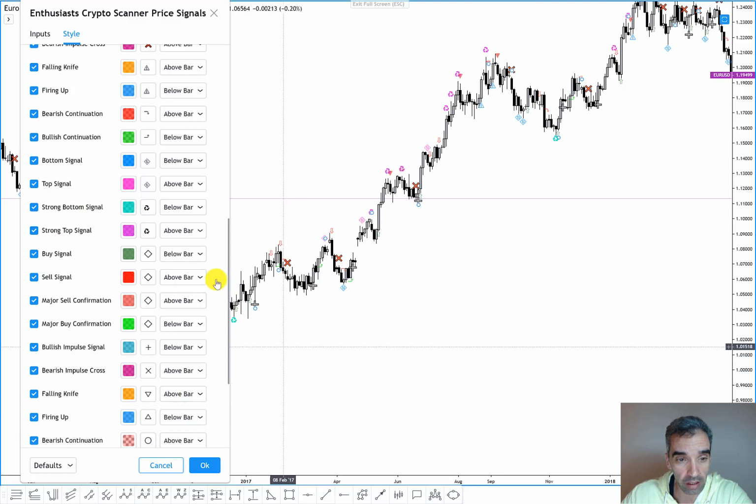So this is the cycle, strong and strong. This is the strong market cycle signal. It is showing you that the cycle is about to end, so the market is making its cycle to an end.